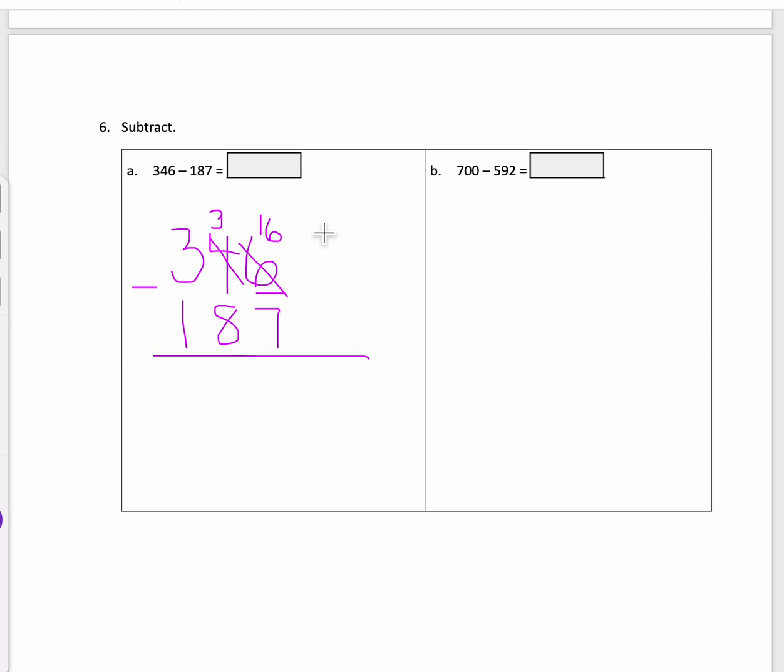Once I'm done with that, though, look, can I take 8 from 3? No. I'm going to have to go again next door. More on the floor. Go next door to get some more. So we'll see if you can get that done as well. B, notice there's zeros here, guys. Ooh, that's very messy. Sorry.